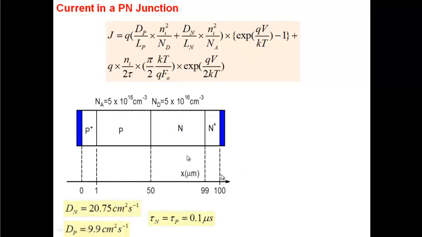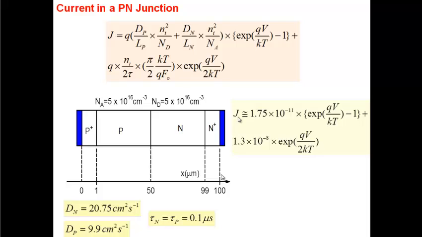So remember, we were looking at this particular example. We have a PN junction like this with doping of 5 times 10 to the 16 on both sides. Diffusion constants are here, lifetimes are here. And with these values, I can compute both the components here. So let me do that. The first component has a value 1.75 into 10 power minus 11 exponent QV by KT minus 1. The second one is 1.3 into 10 power minus 8 exponent QV by 2 KT. This is 10 power minus 8 and this is 10 power minus 11, 1,000 times stronger than this particular one.